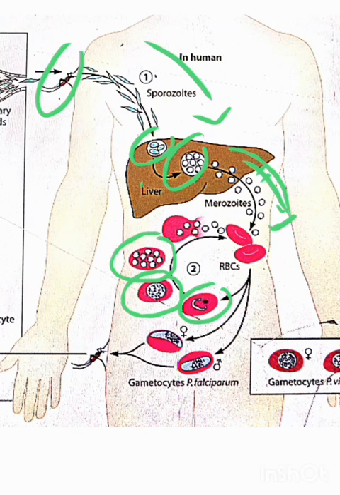It divides to form many merozoites, and you can see these merozoites are being released. Finally, the RBC bursts, releasing these new merozoites into the blood, which infect more red blood cells. This cycle keeps repeating, leading to massive destruction of red blood cells.